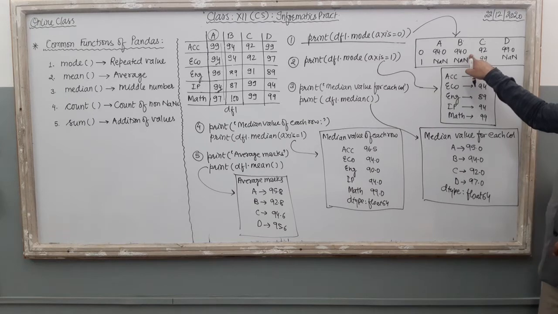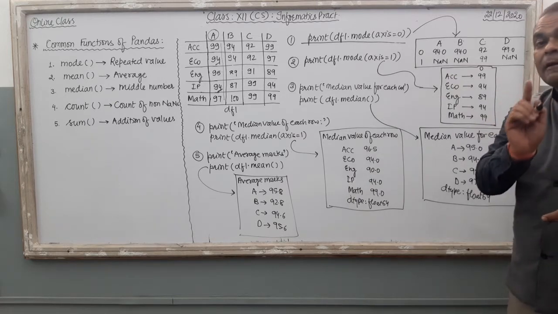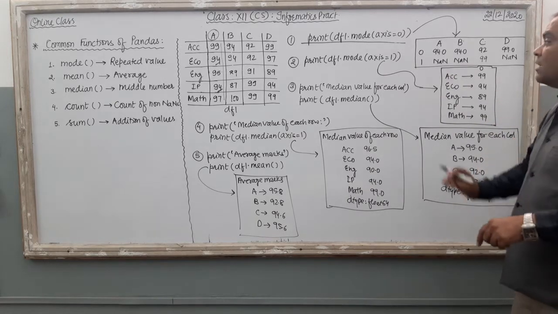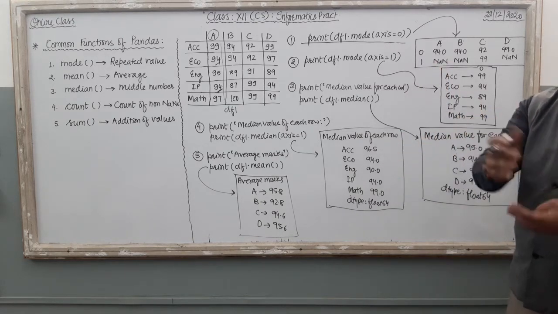B is 94.0. Why is there a point here? Because in the next row NaN is there, and if NaN is available in any column, by default the computer converts all the digits of that column into float notation.